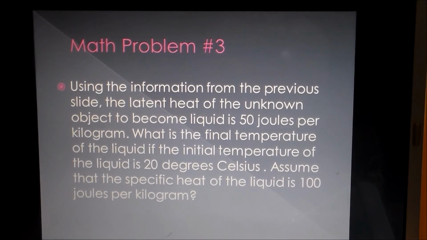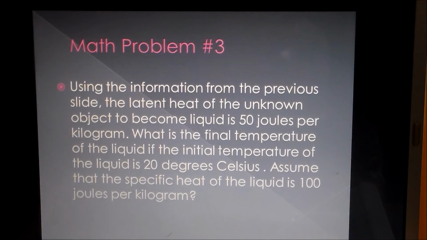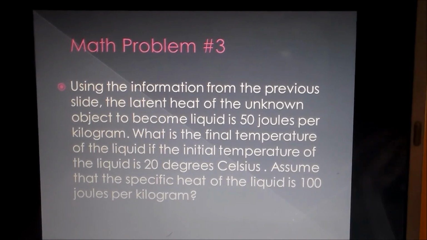Now, our last problem. Using the information from the previous slide, the latent heat of the unknown object to become liquid is 500 joules per kilogram. What is the final temperature of the liquid if the initial temperature of the liquid is 20 degrees Celsius? Assume that the specific heat of the liquid is 100 joules per kilogram.